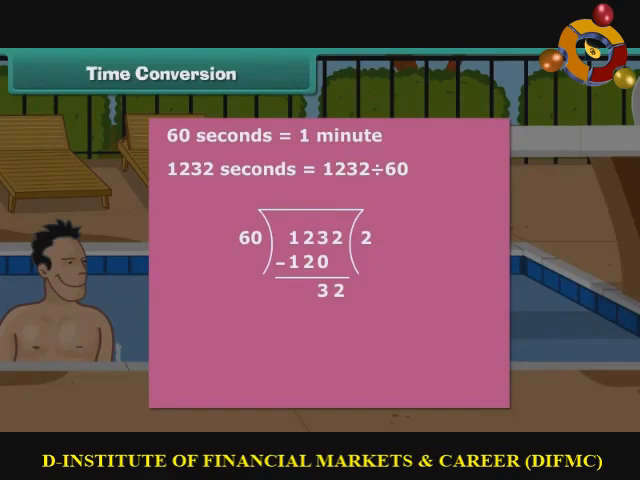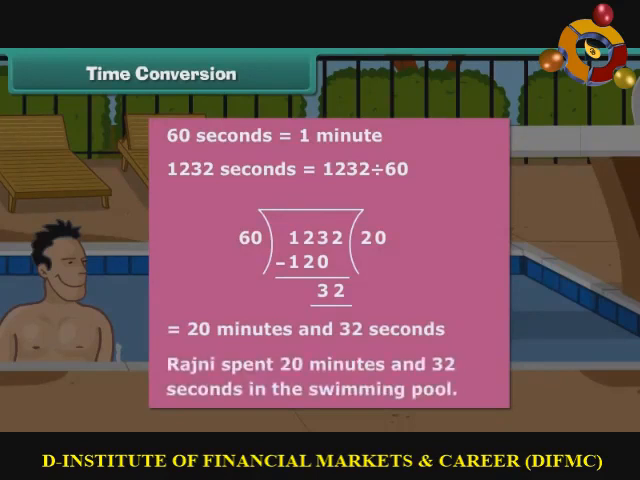32 cannot hold 60. So write 0 to the right of 2. There are no more digits left in 1232. That brings us to the end of the division operation. 1232 divided by 60 is 20 minutes and 32 seconds. Therefore, Rajni spent 20 minutes and 32 seconds in the swimming pool.